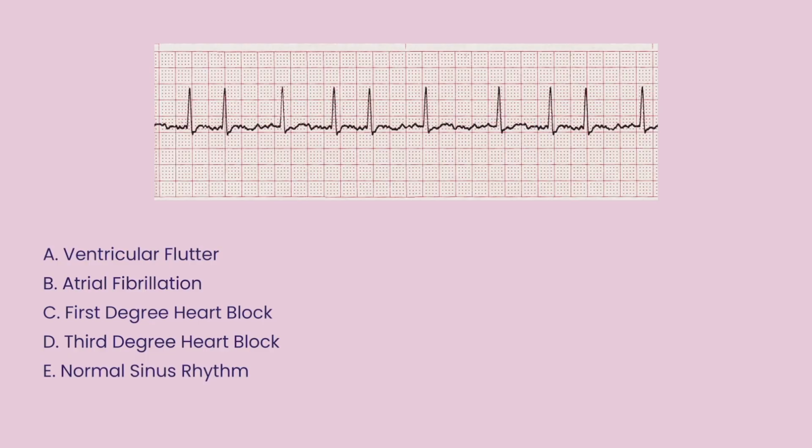Alrighty, first thing you notice, our rhythm is irregularly irregular, which should immediately cue you into what? Atrial fibrillation. So we've got that chaotic waveform here. We have no P waves that are noticeable. And then we have an irregularly irregular rhythm. Our QRS is narrow. That should immediately cue you into AFib and nothing else.